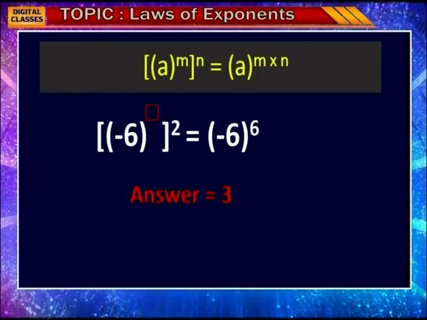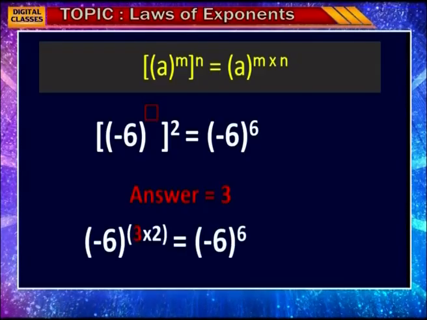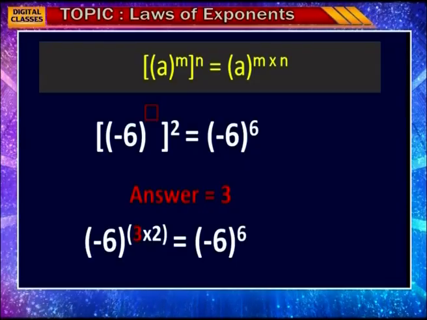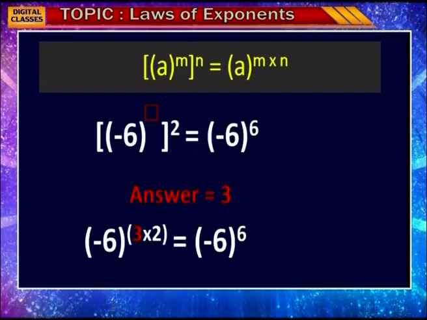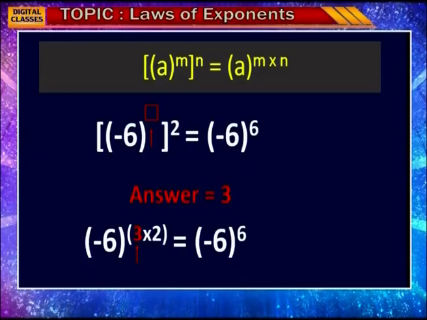Time is up. The answer is 3. So, how did you get 3 here? 2 is multiplied with 3, then only you will get 6. So, here in this box there should be 3.